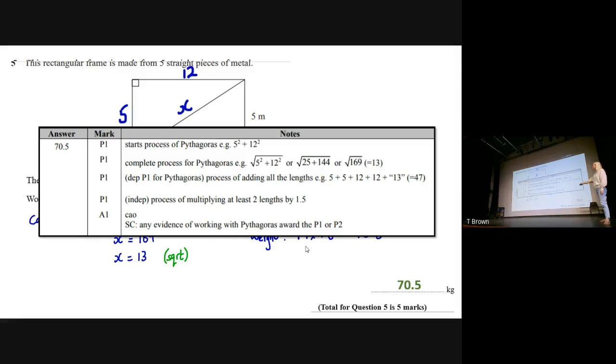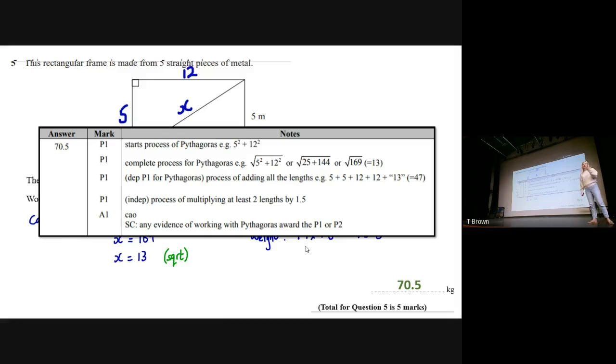Your fourth mark is for multiplying at least 2 lengths by 1.5. So let's say you had no idea about Pythagoras, you just completely forgot about it. You can still get this mark. They told you in the question that to get the weight, you had to times by 1.5. So if you just took the 5 and the 12 and you times that by 1.5, you can still get that mark. And then your fifth mark is the correct answer only.